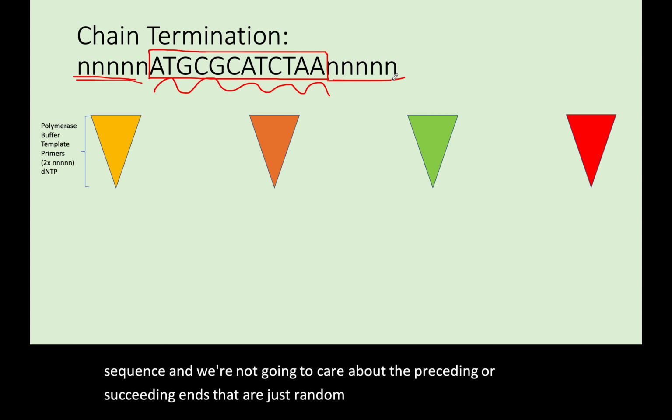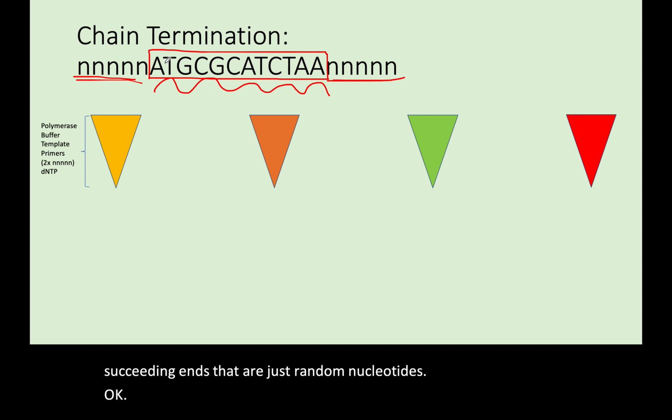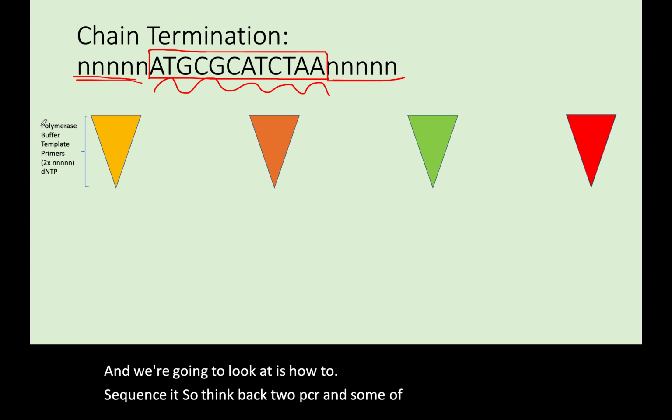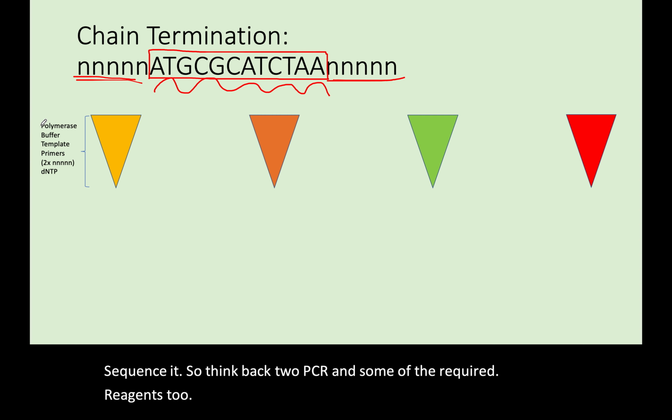Okay, so we have our sequence here. It's ATG, CGC, ATC, TAA. And what we're going to look at is how to sequence it. So think back to PCR and some of the required reagents to synthesize a new DNA strand.